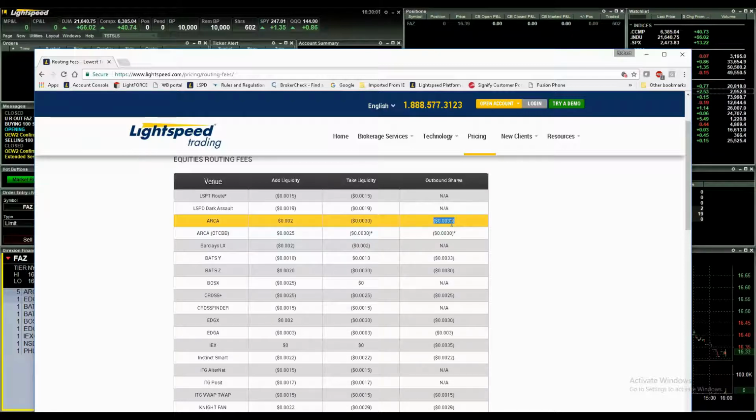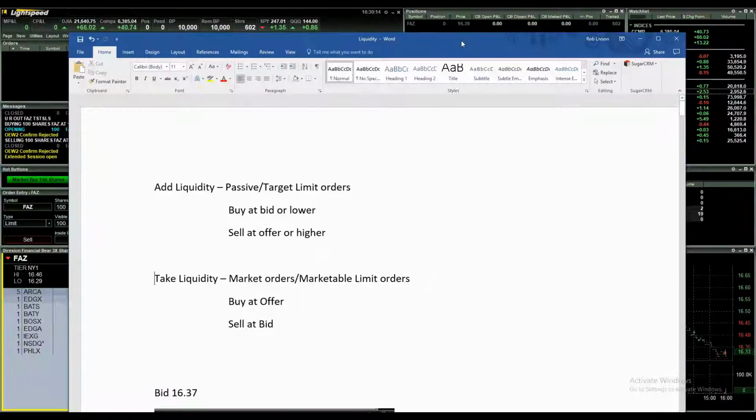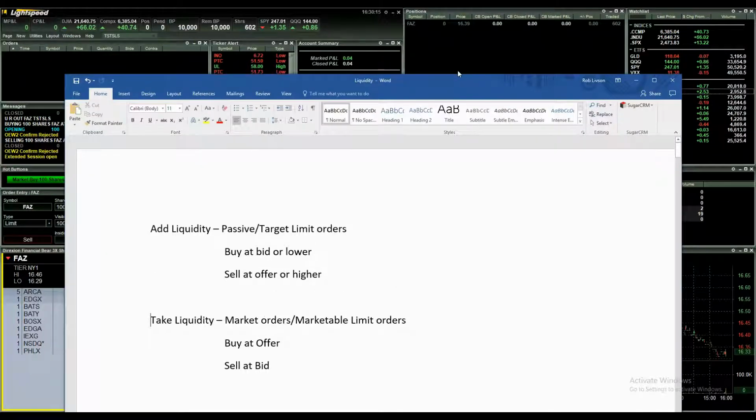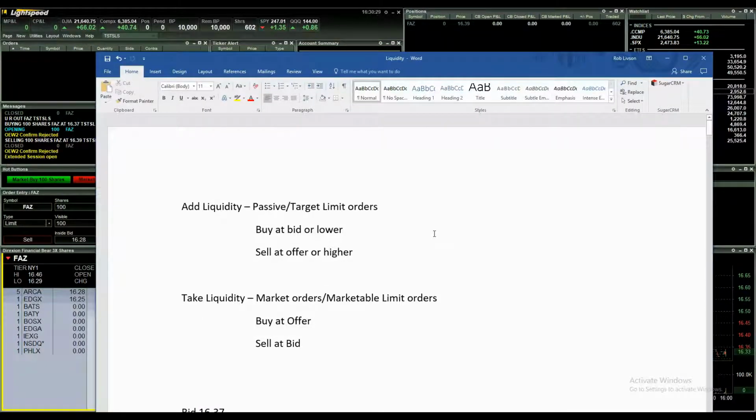No, you can designate your order to be non-routable and only execute on your exchange, but you also don't want to limit your chances of getting filled. So sometimes you do have to take that chance. So it really depends on how aggressive and how important getting that fill would be.